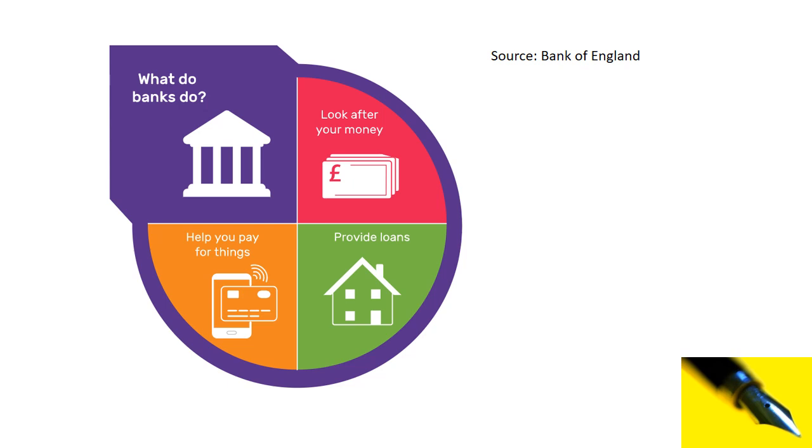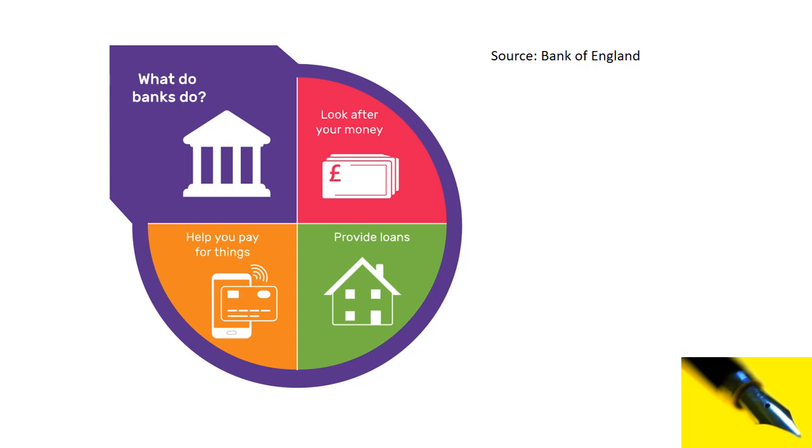Now, if we look at the bottom right there, another function that banks have is they provide loans. So that might be a personal loan for you. Maybe you want to buy a car, but you can't afford to buy a car, so you need to borrow some money to buy a car. That's a personal loan. So a bank will give you or will grant you a loan for something like a car. They will also provide you loans when you want to buy a house, and this type of loan is called a mortgage.